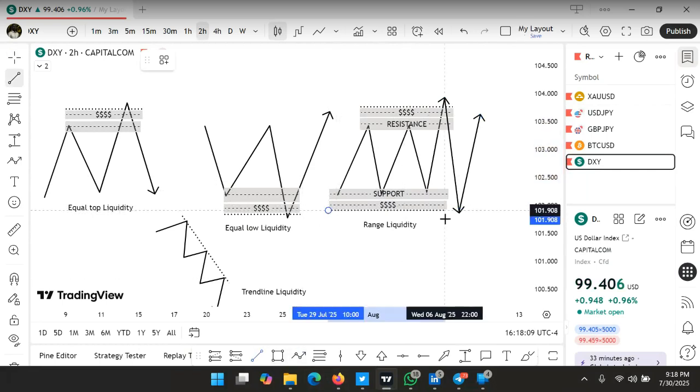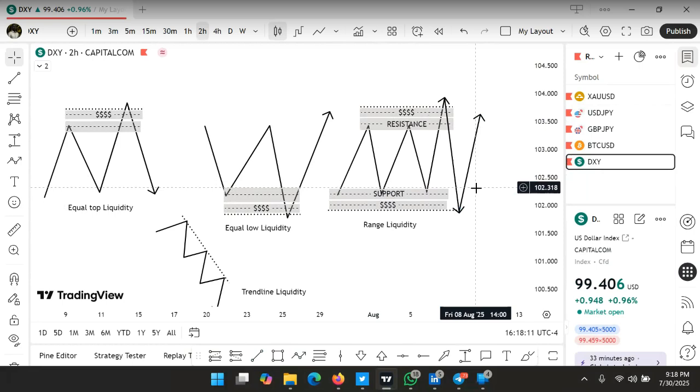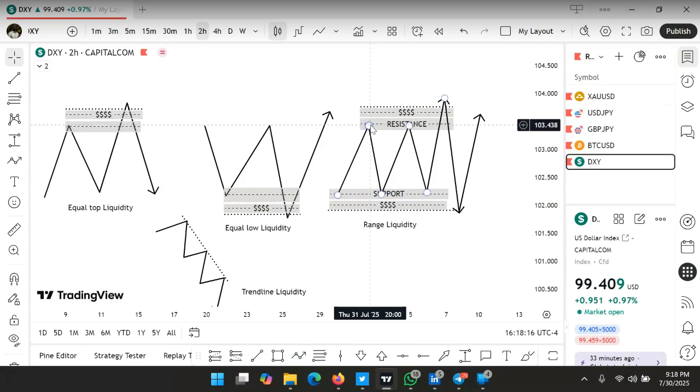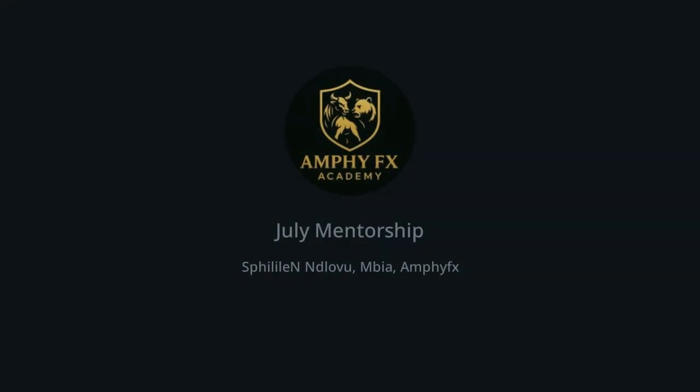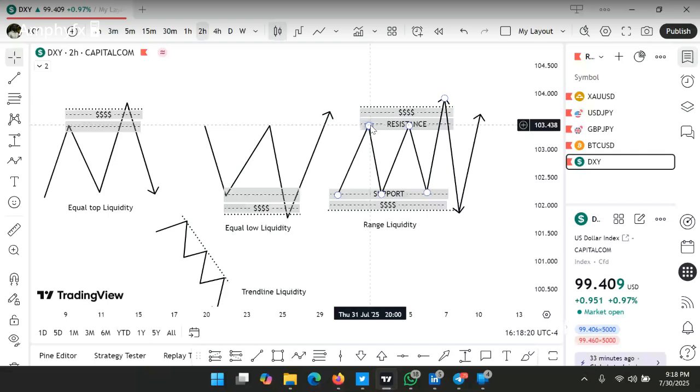Liquidity is what fuels the market. Without liquidity, markets can never move. Liquidity is just like petrol is to a car. That's how liquidity is to the market. So liquidity must always be taken before the market will move in a specific direction. That's the essence of liquidity.